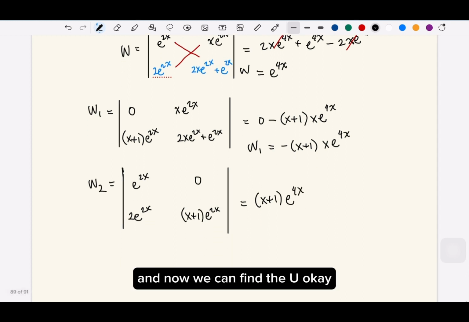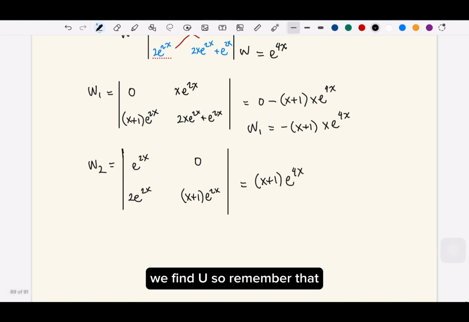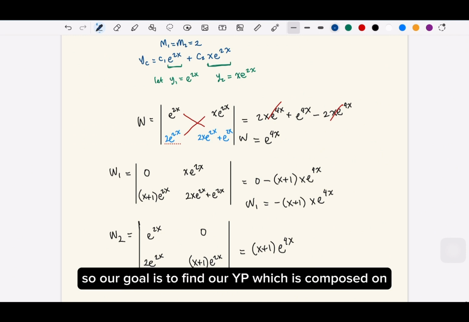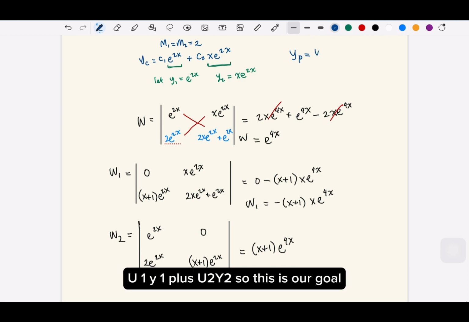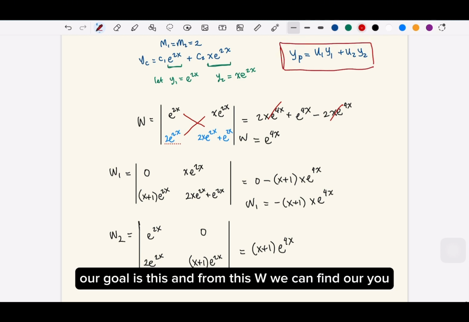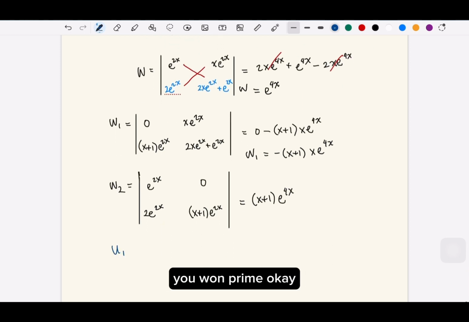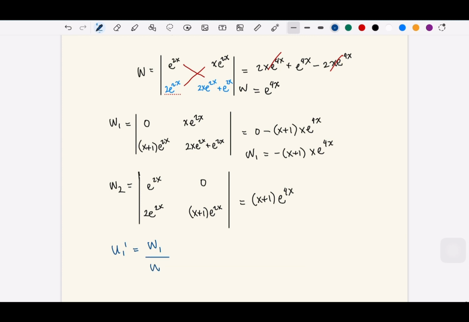And now we can find the u. Okay. So remember that our goal is to find our yp, which is composed of u1 y1 plus u2 y2. So this is our goal. And from this w, we can find our u. Okay. So u1 prime, if you remember, this is w1 divided by w.